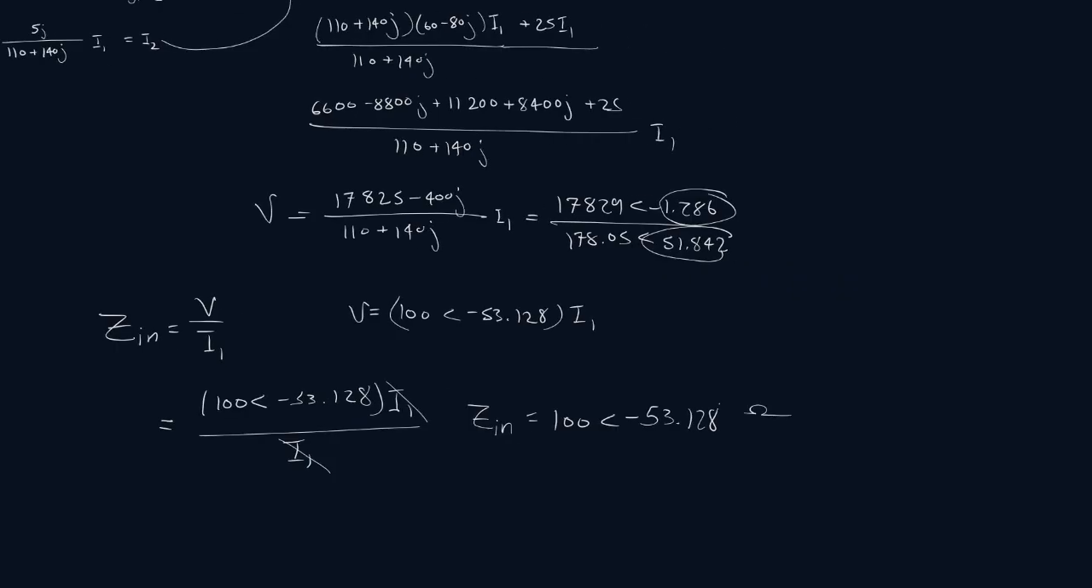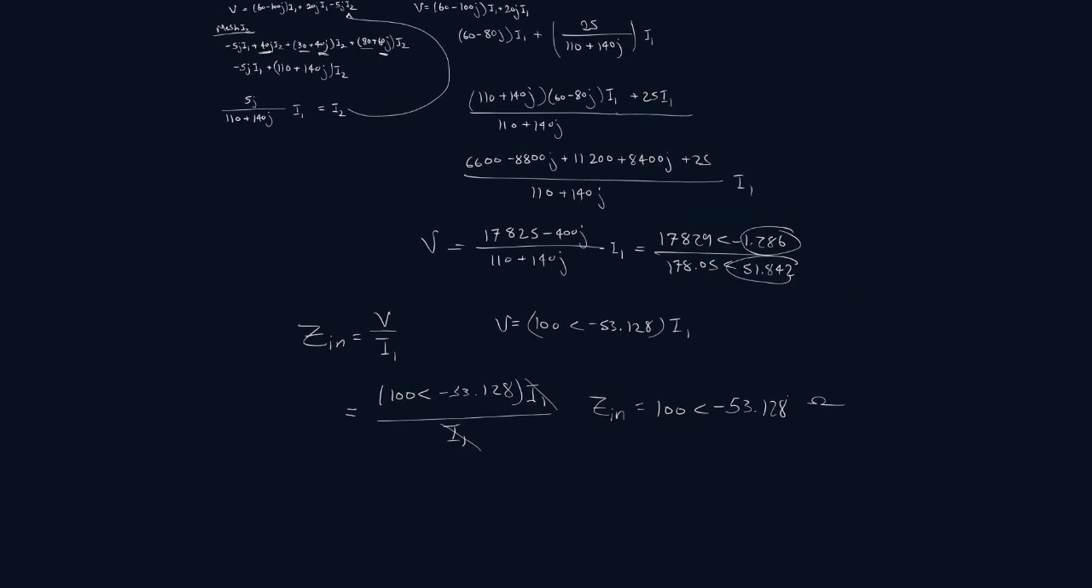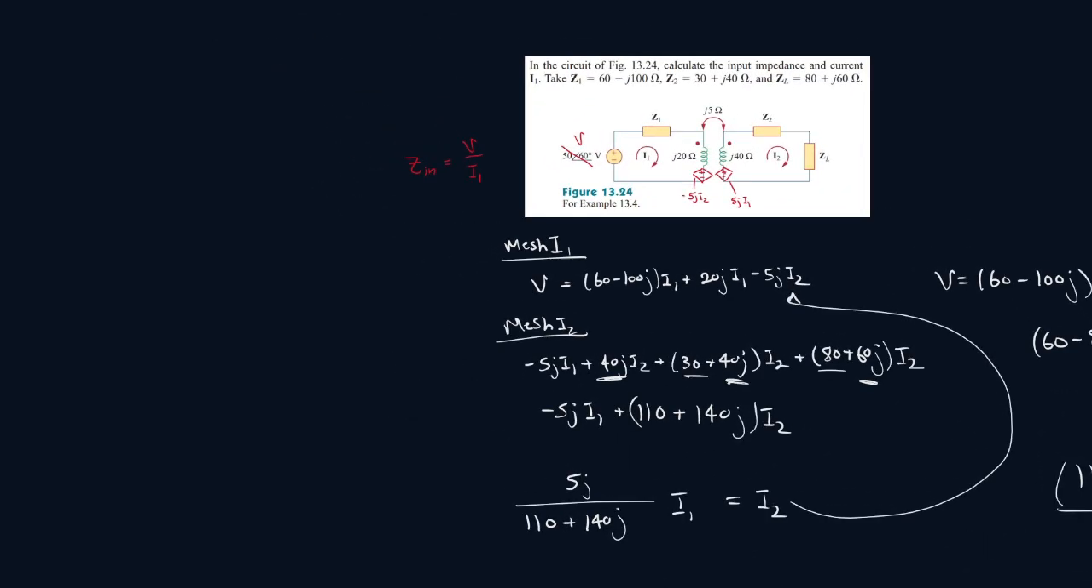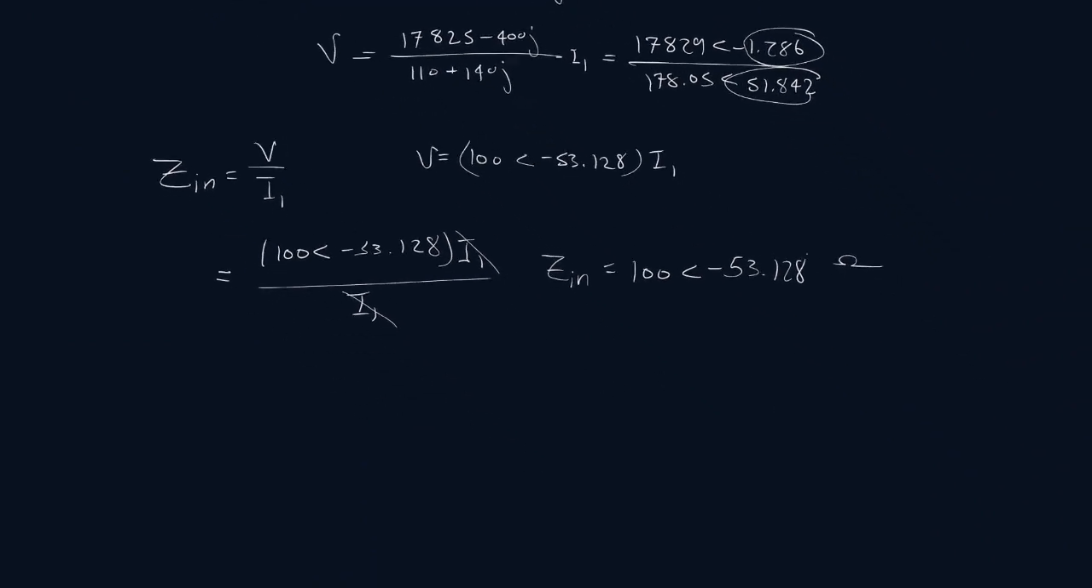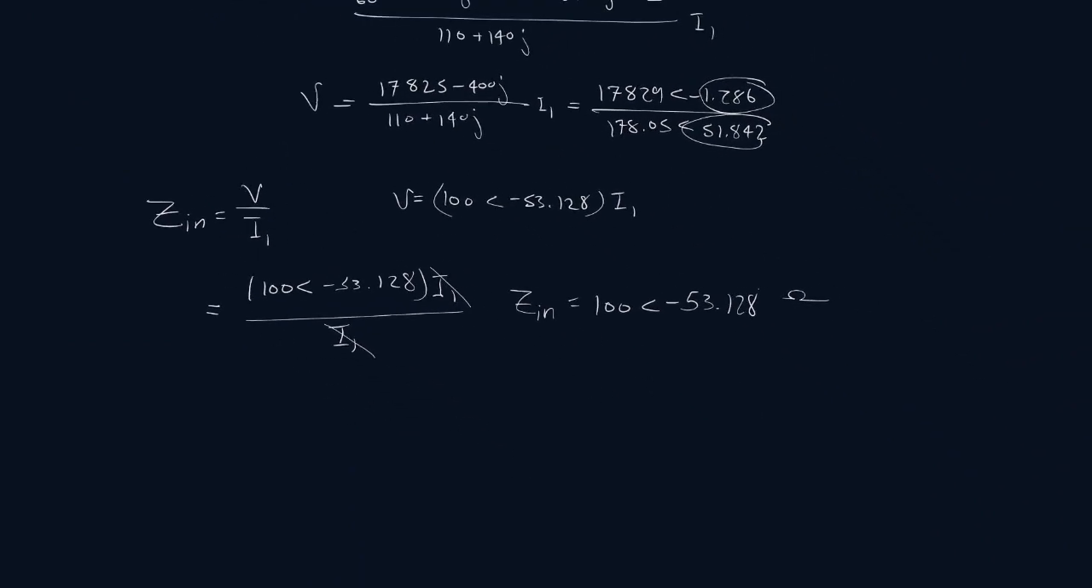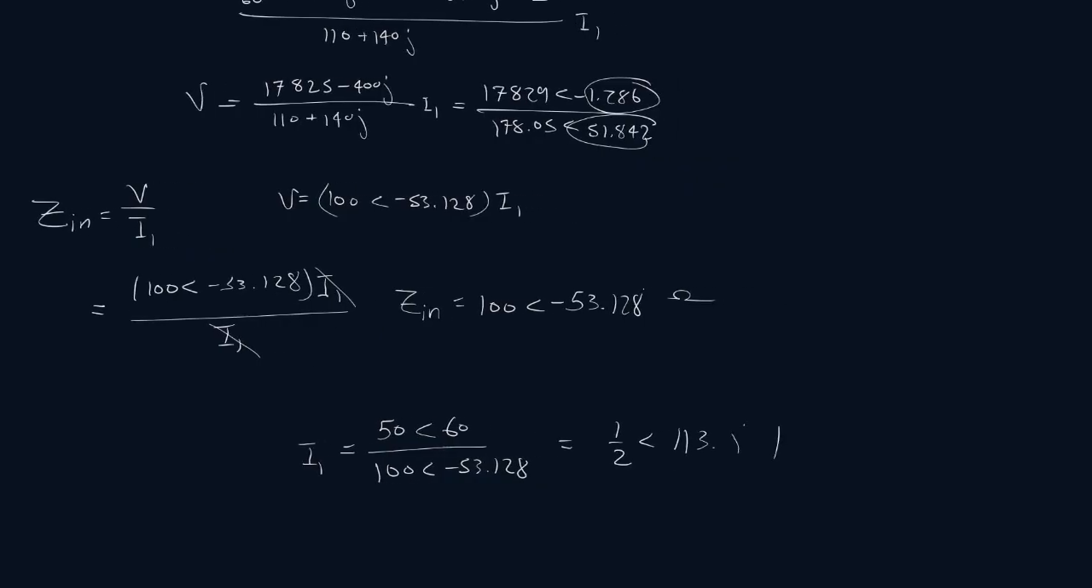Okay, now the second part asks to find I1. We know what V was. V was 50 phasor 60 degrees. So it's going to be 50 phasor 60 degrees all over 100 phasor minus 53.128. That gives you I1. So that's 1 over 2 phasor 113.1 degrees, and this is in amperes.